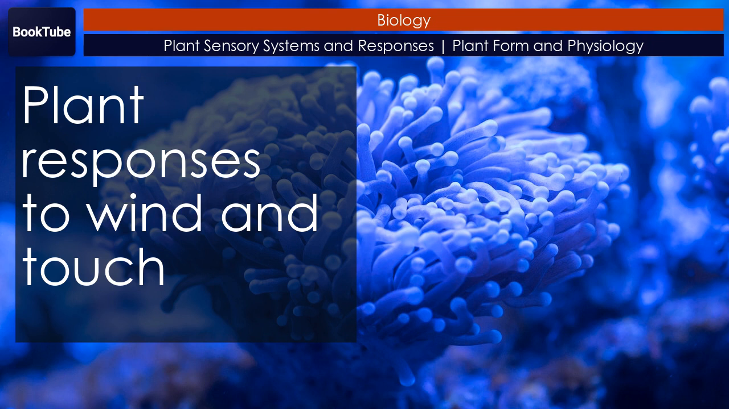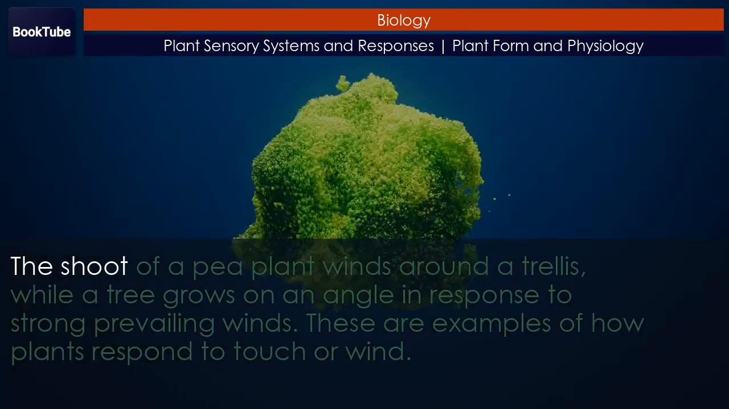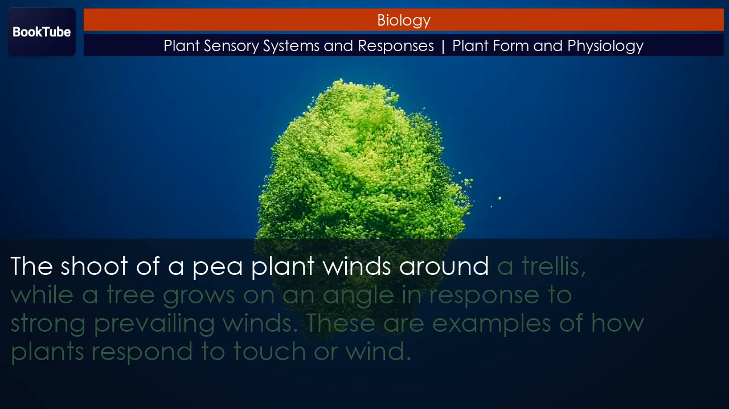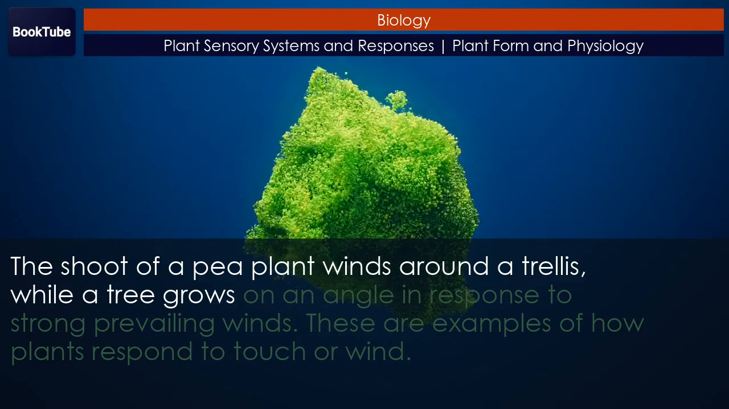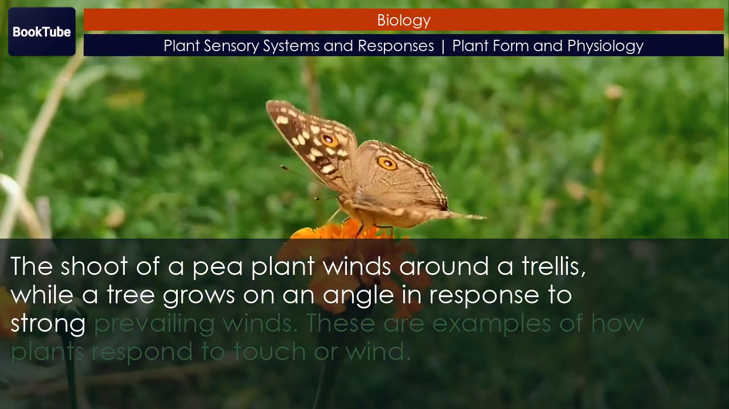Plant responses to wind and touch. The shoot of a pea plant winds around a trellis, while a tree grows on an angle in response to strong prevailing winds.